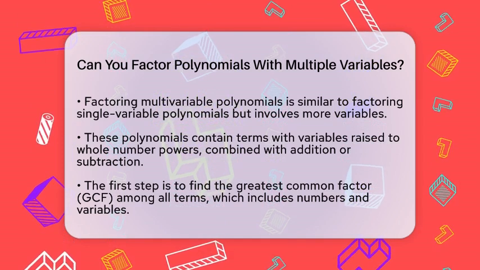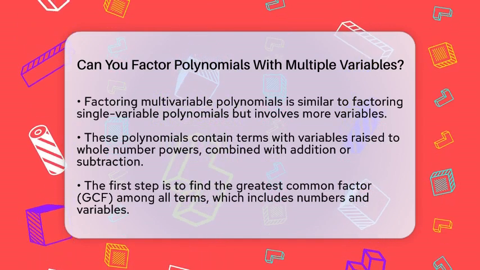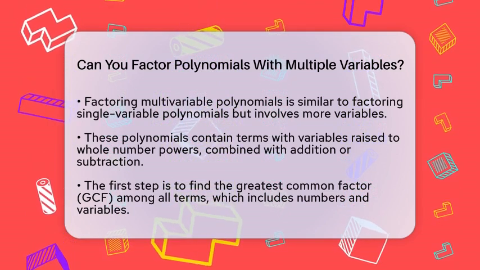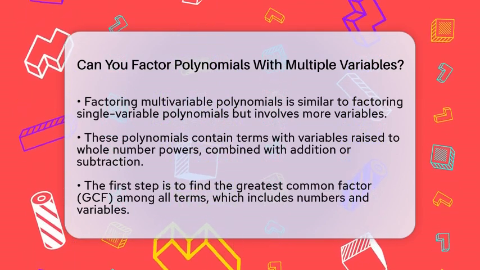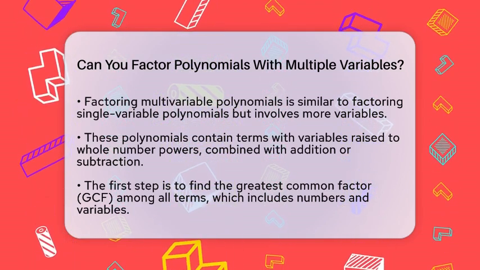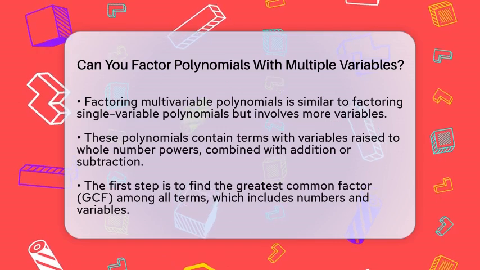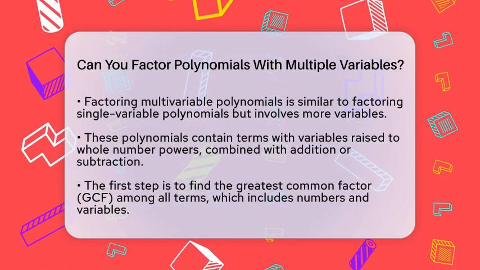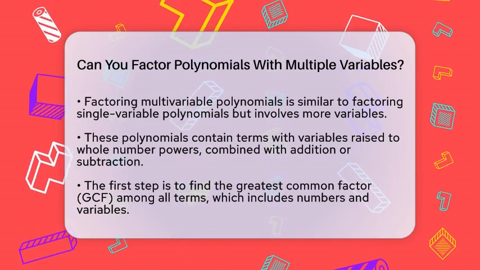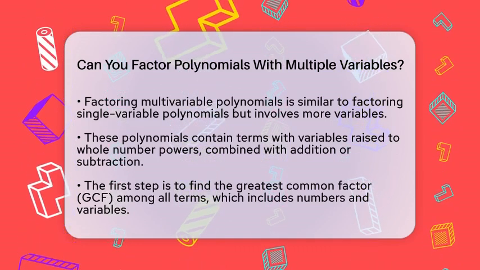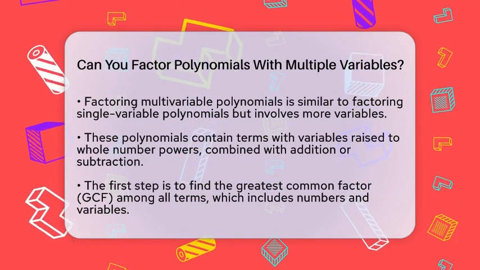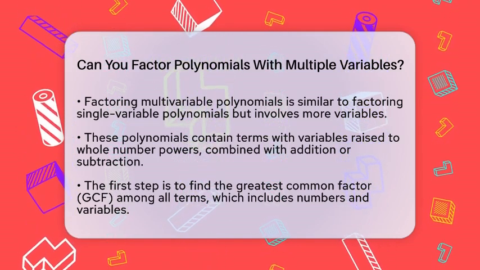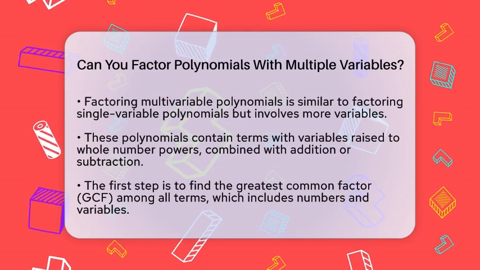When you see an expression with more than one letter, like x and y, it's called a multivariable polynomial. These are made up of terms that include variables raised to whole number powers, combined with addition or subtraction. For example, an expression like 6x squared plus 12xy minus 4x minus 8y is a multivariable polynomial. Factoring these expressions follows many of the same ideas as factoring single variable polynomials.